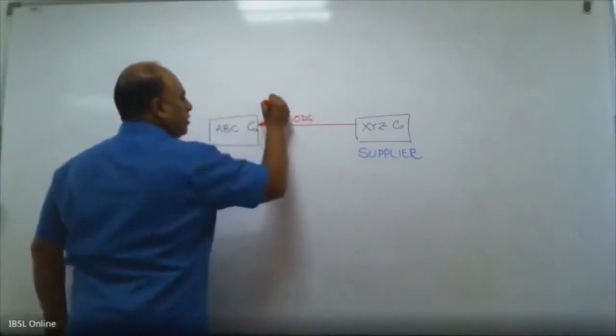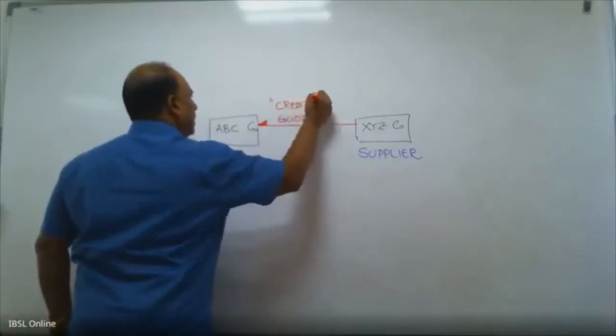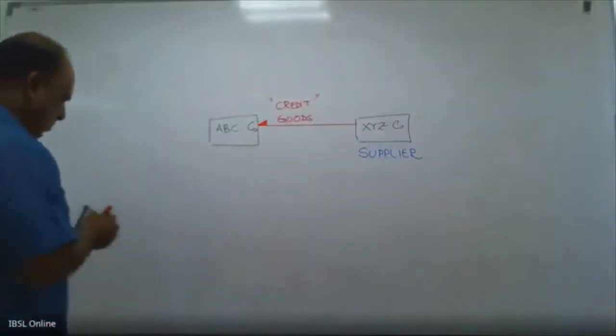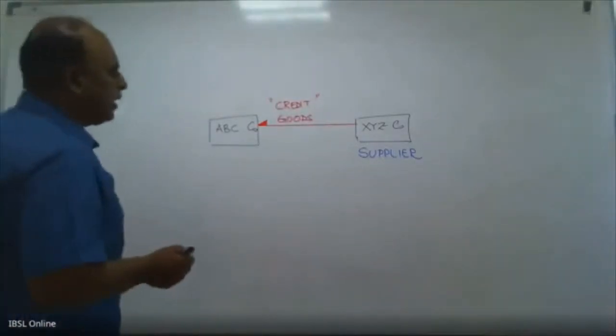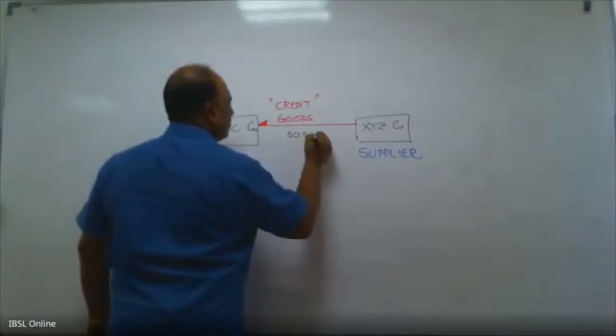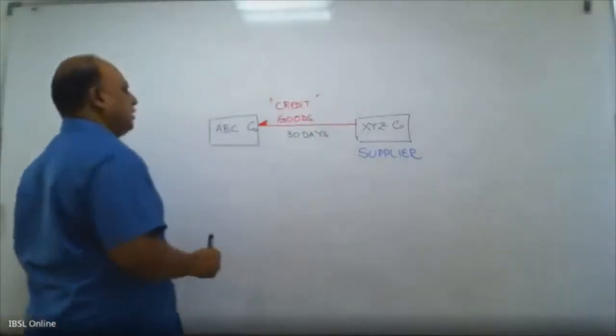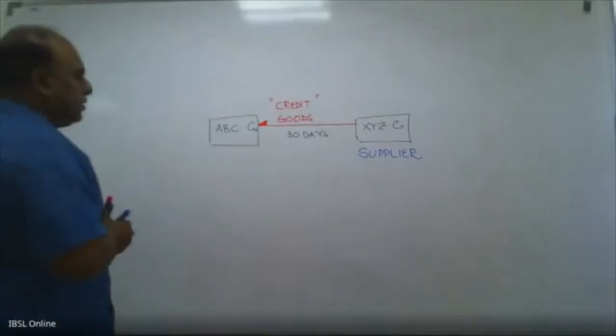For credit. So when I say credit, you know what it is. Okay. And there is an agreement to pay within, let's say, 30 days. 30 days. Okay. Now what happens?